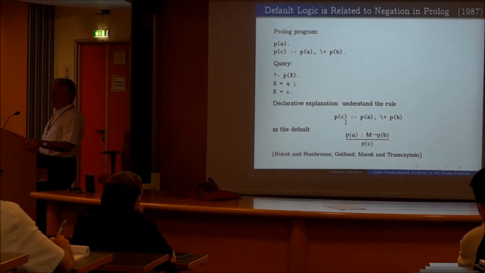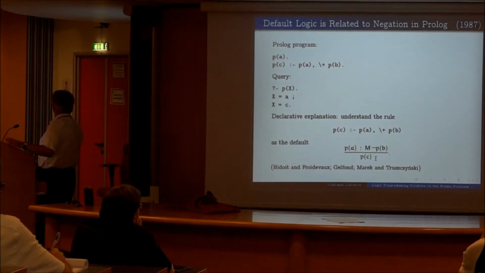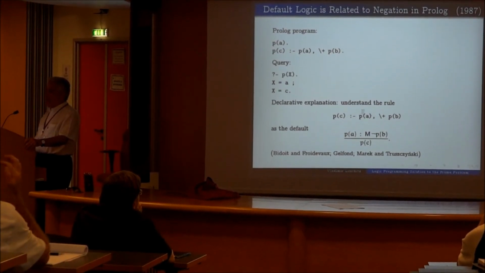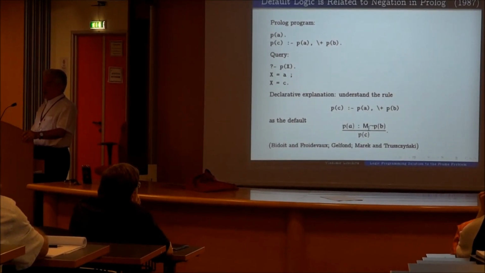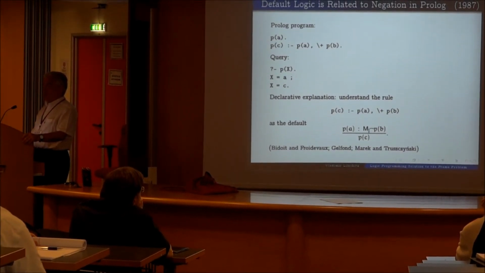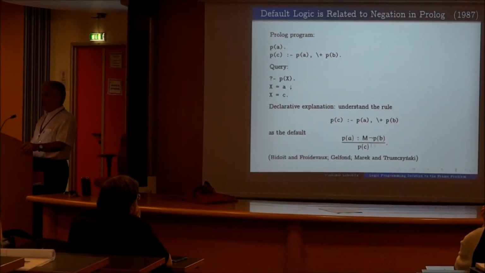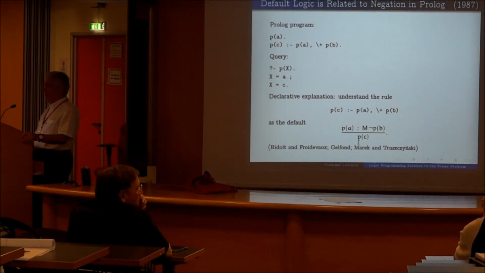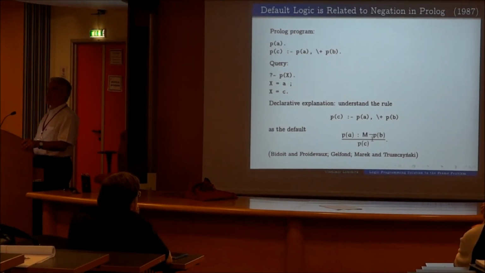And according to this translation that was proposed, when we look at a Prolog rule, we think of its head, like P of C in this case, as the conclusion of the default. We think of the atom P of A as the premise because it's not negated. And since P of B is negated, we will not treat not P of B as a second premise, but rather we'll use it as a justification. So we understand this rule as the default, allowing us to derive P of C from P of A if the negation of P of B can be consistently assumed.